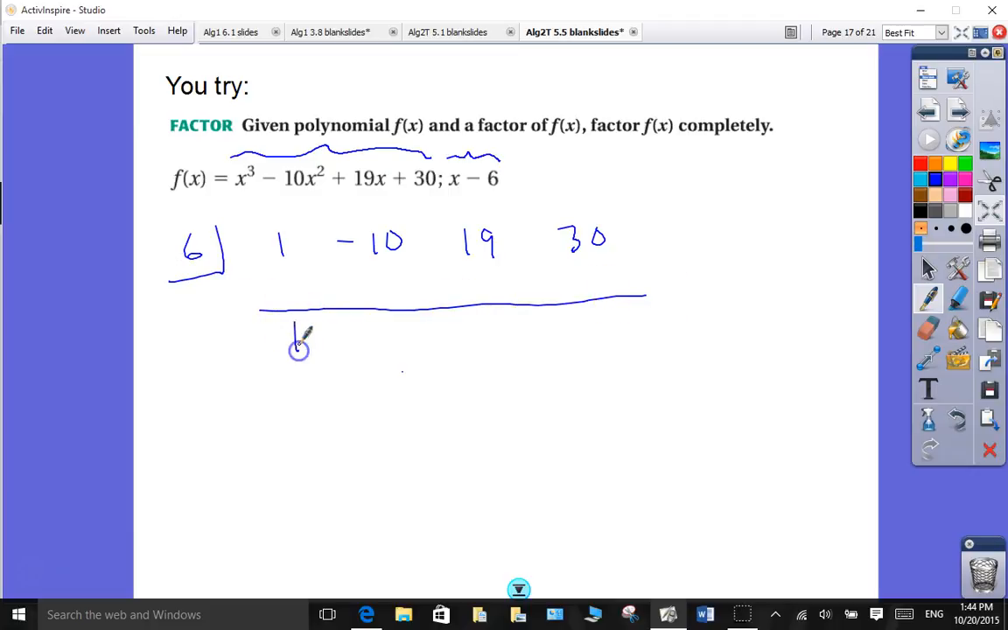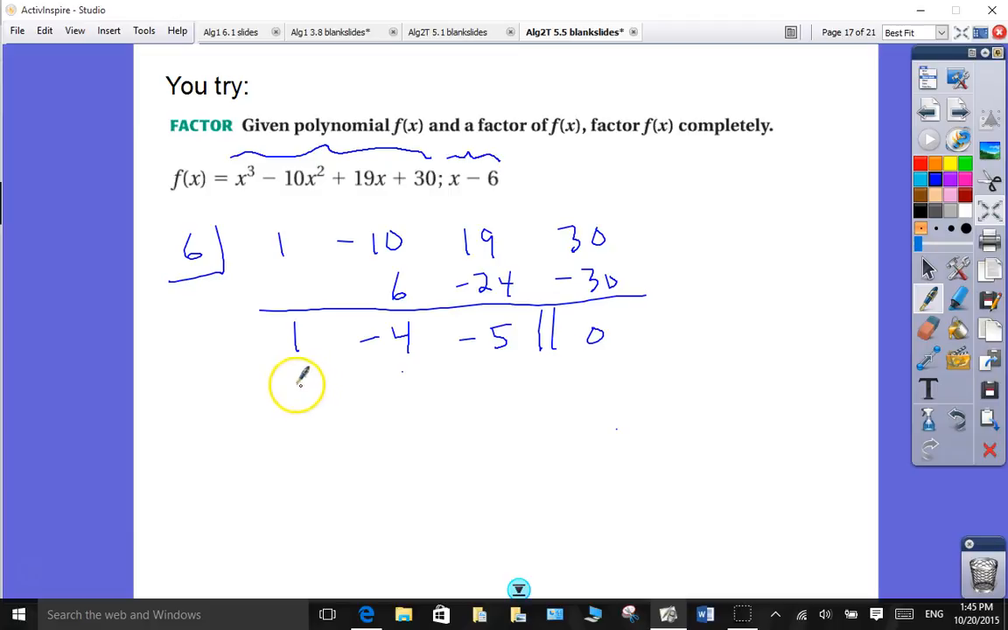Bring down a 1. 6 times 1 is 6. 6 times negative 4 is negative 24. 6 times negative 5 is negative 30. What if you don't get a 0? Well, given the fact that they said that it was a factor, you better go back and check your work because it should be a remainder of 0. Right? They said it was a factor, so the remainder should have been 0.